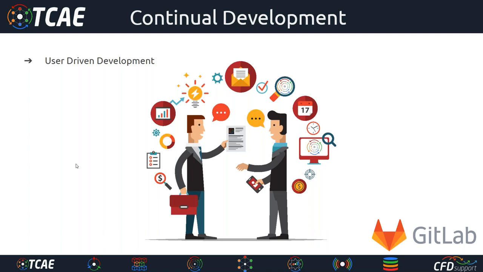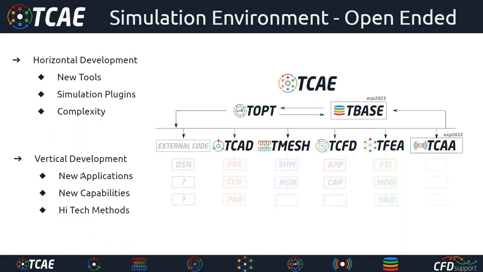We always keep moving. We always keep developing TCAE. There's always one or the next version on the way. So the development is user driven. We gather together the requirements from our users and implement them over time and make, let's say, one or two major releases a year. And it's open-ended. It's very important.